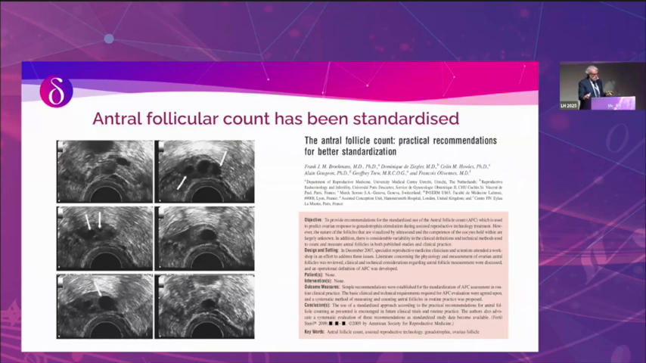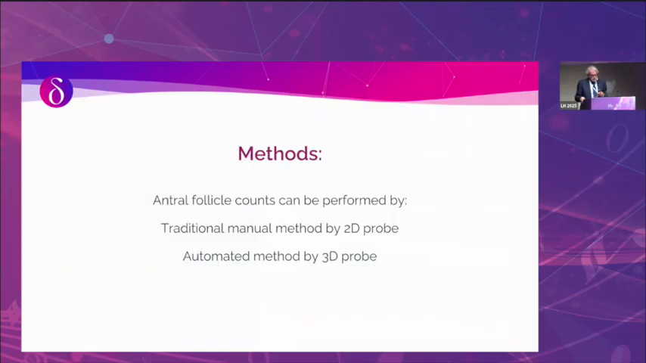But the story of antral follicle count is a very long story, and more than 20 years ago, we started to evaluate this process to obtain this information. This is a practical guide to show the operator how to perform a good evaluation of antral follicles. At this moment in the market, there are mainly 2 methods: the traditional manual method using just a simple 2D probe, and the automated method using a 3D probe.